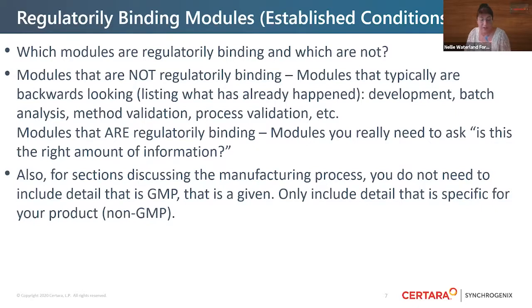Adding extra detail to establish conditions sections may help with significant changes down the road. You will have more information, again, as we just spoke about, to compare the results pre and post change. Modules that are regulatorily binding are the ones you really need to ask, is this the right amount of information? Is there enough information provided for the FDA to make the determination that the product is safe and effective for human health? Is there enough information to confirm identity, strength, quality, purity, and potency?